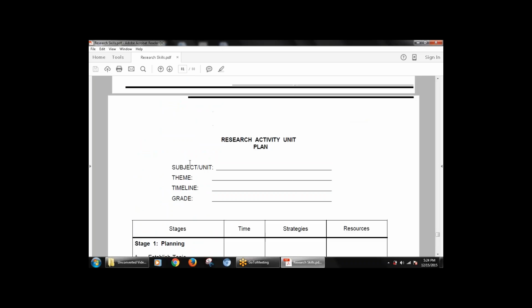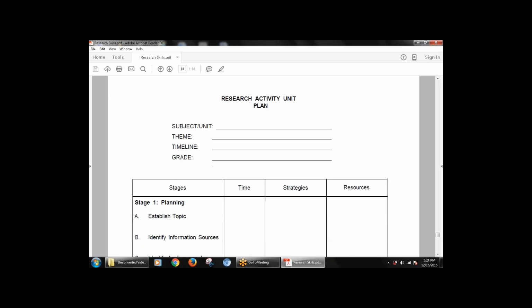So this is a table that shows the research activity unit plan that is considered under the research skills activity. This is the name of the subject that is carried out, then the theme, timeline, and grade. For each stage, what timing is required, what various strategies are followed, and what various resources are required for making this activity. So for establishing the topic, what various resources are required.